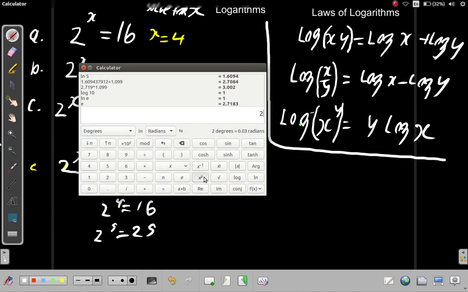2 raised to the 4.5 equals, it's less than 25. So let's try 2 to the 4.6. 2 raised to the 4.6 equals, you get 24 point something, you're getting close. If you try 4.7, you get 2 to the power of 4.7 equals, you get 25.99. You have to back down a bit, so it's 4.6 something.